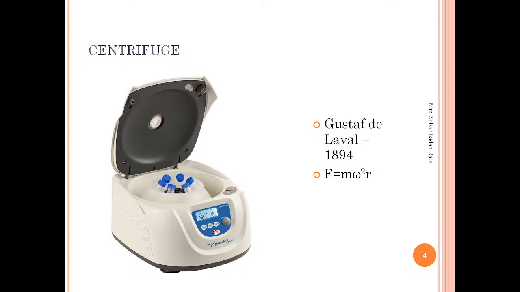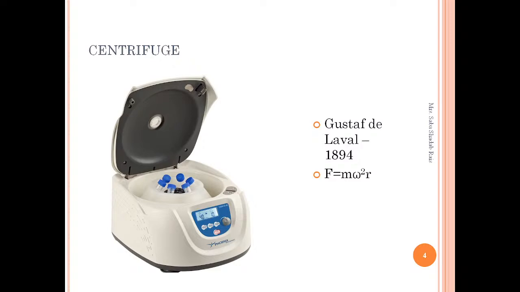This type of equation is important from the marks point of view, and we need to remember it anyway. So the equation is F equals m omega square r. Let's see what this is. F is your centrifugal force which is applied by your machine, and m is the mass. What is the mass? Mass is the material or substances present in the liquid which you want to separate. So m is the mass.